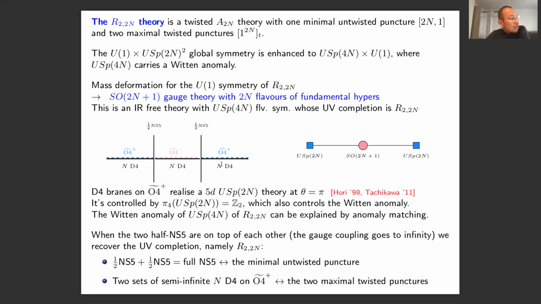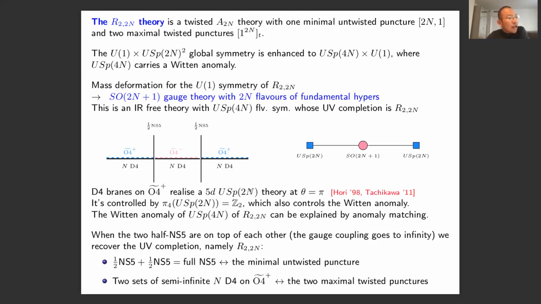So now let's go back to the brane perspective. The D4 brane on the O4 plus tilde realizes a 5D USp2N theory at theta angle equal to pi. And this theta angle is controlled by the group pi 4 of USp2N, which turns out to be Z2. This also controls the Witten anomaly, okay? Since this is upon the mass deformation, by anomaly matching this should be the Witten anomaly of the USp4N of the R22N theory, which is the UV completion of this theory also, okay?